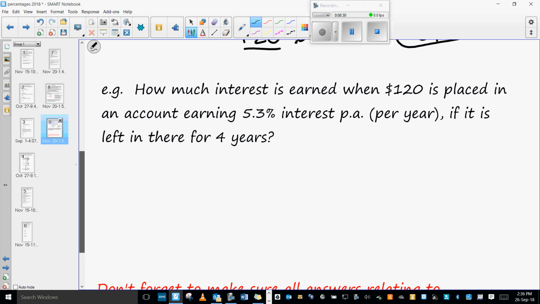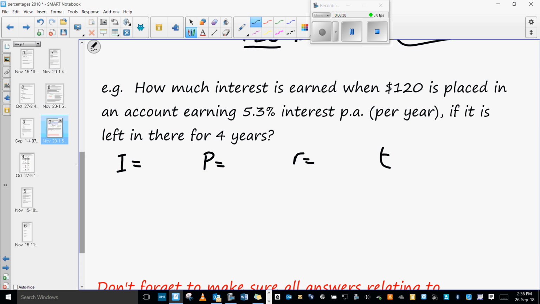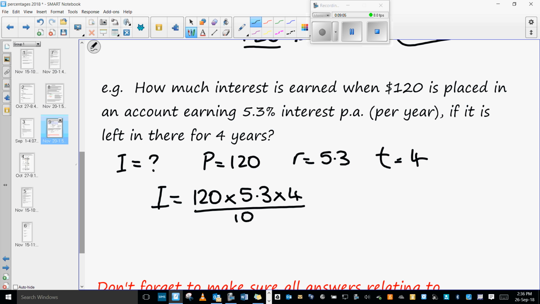All right, so again, what were our four letters? I, P, R, and T. Do we know I? No, that's the question mark. Do we know P? Yeah, which is $120. Do we know R? Yeah, 5.3. And do we know T? 4. Okay, we're going to chuck that in our formula. So we've got I equals 120 multiplied by 5.3 multiplied by 4 divided by 100.